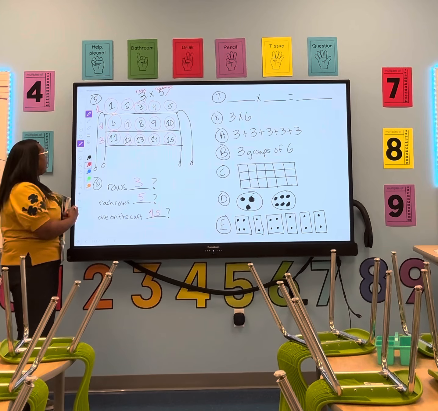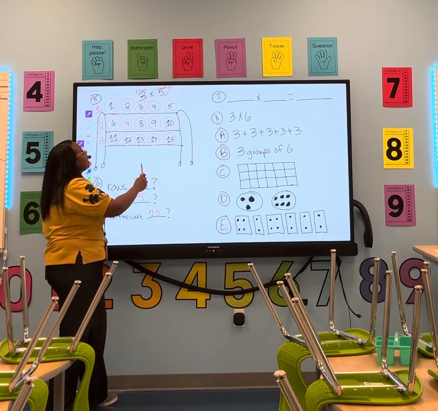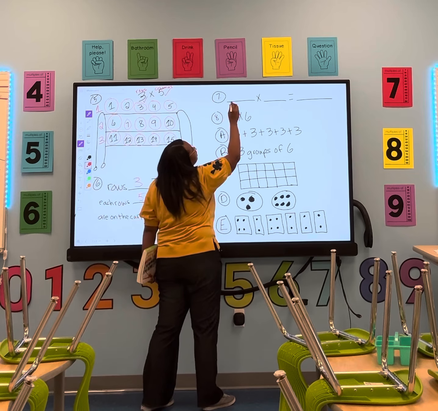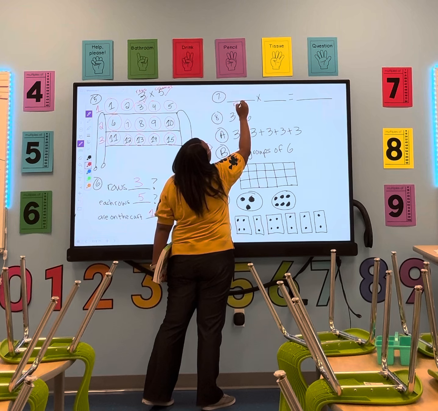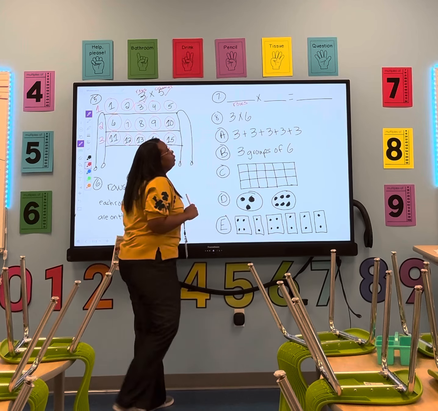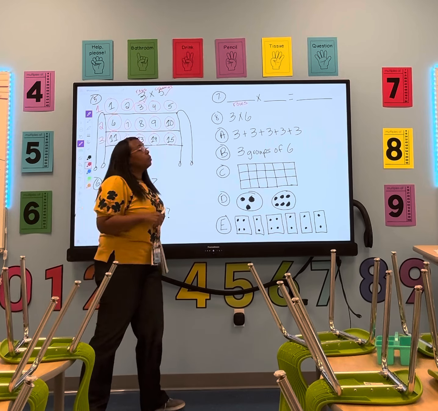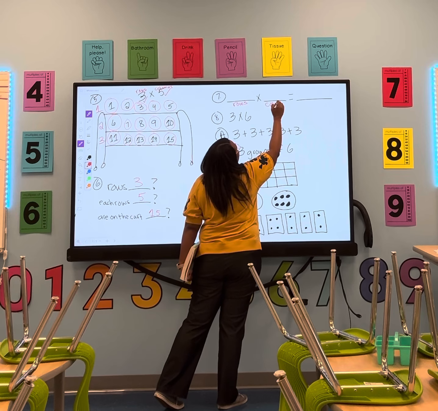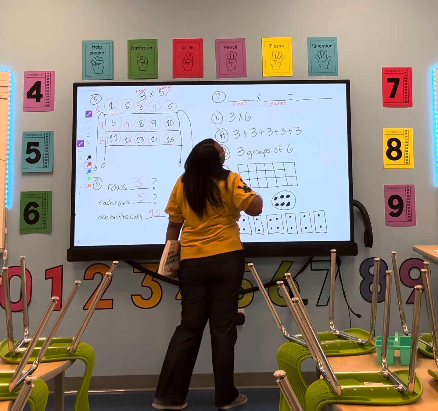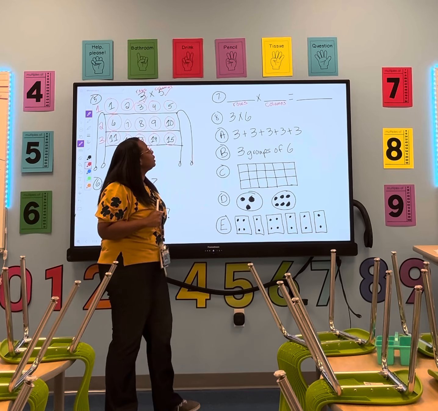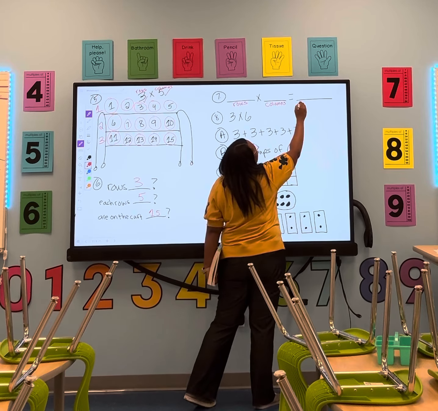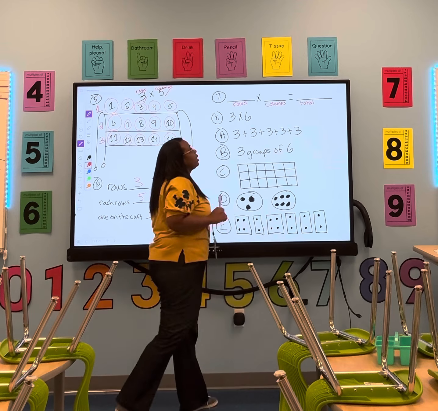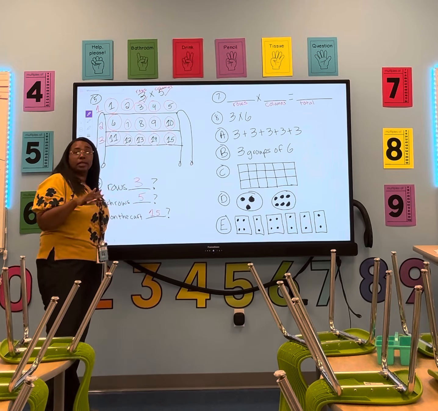So when you are looking at an array, just like I did over here, the first number in your multiplication equation is going to be your rows. So I'm going to put rows. The second number in your multiplication equation is going to be your columns. So I'm going to put columns. And the last number is going to be my total, my product. All right, so now I know what each line stands for.